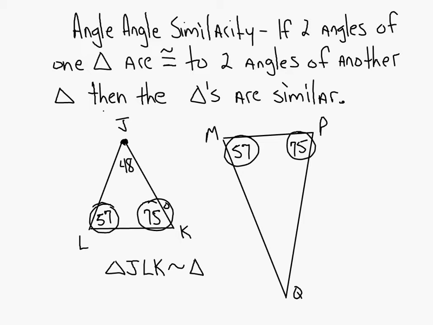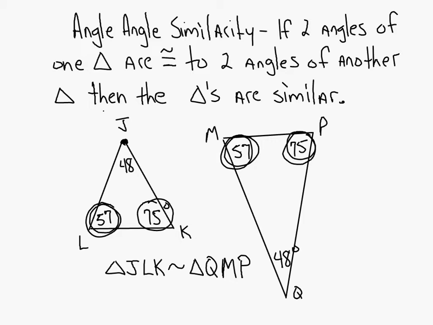well, you know that if these two angles are 57 and 75, and these two are 57 and 75, then this third one's got to be 48, doesn't it? So if you started with the 48-degree angle on the triangle on the left, then you've got to start with the 48-degree angle on the triangle on the right. So the first letter's got to be Q. And then you went JLK, so you went 48, then you went to the 57-degree angle second, so you've got to go to the 57-degree angle second. So that's going to be QMP. Okay, so that's your similarity statement.